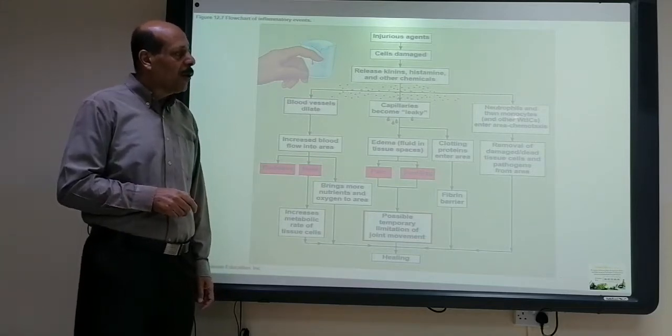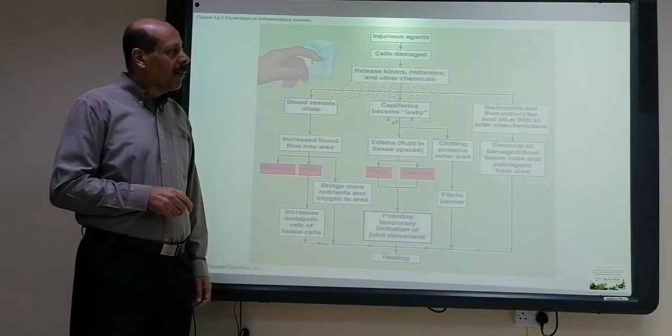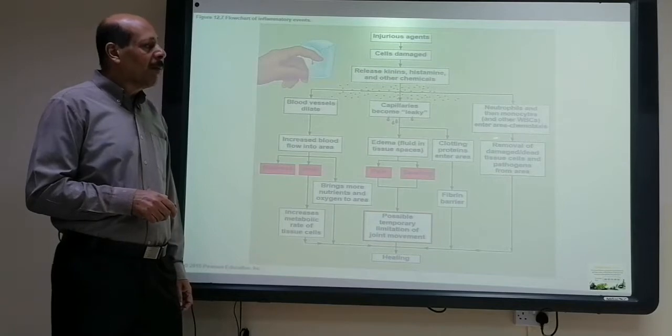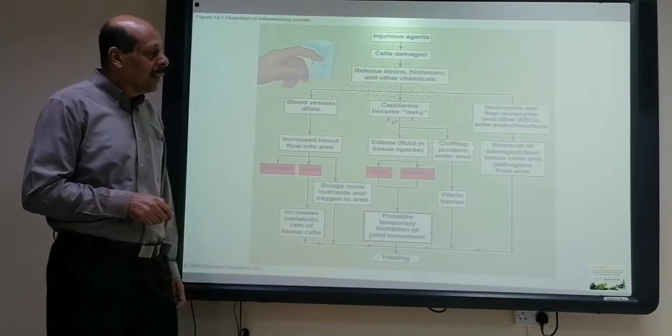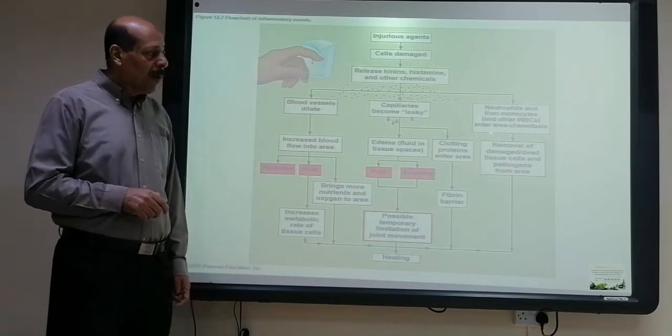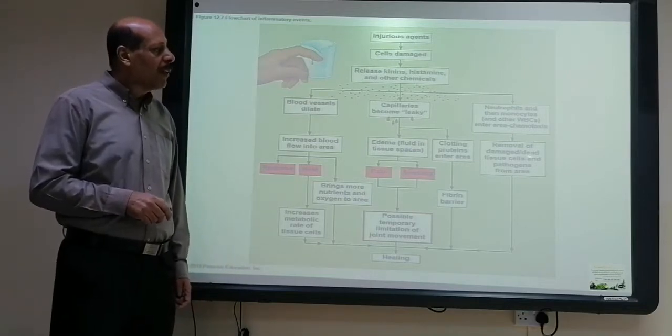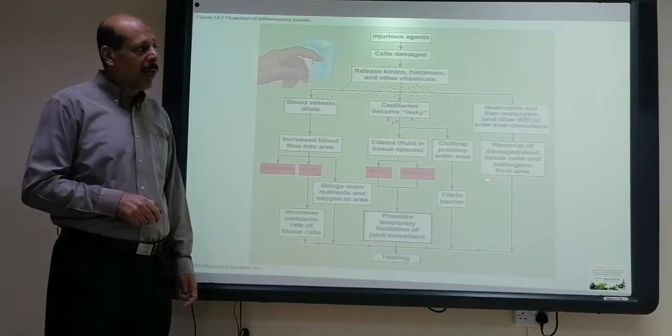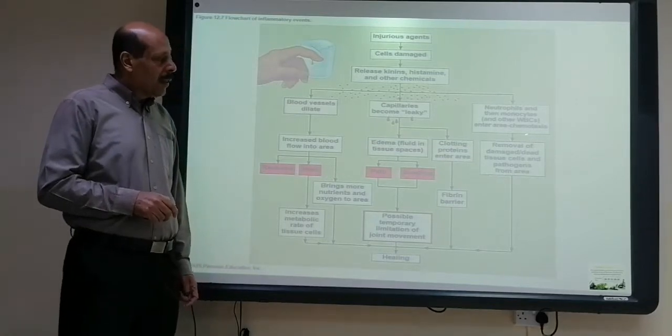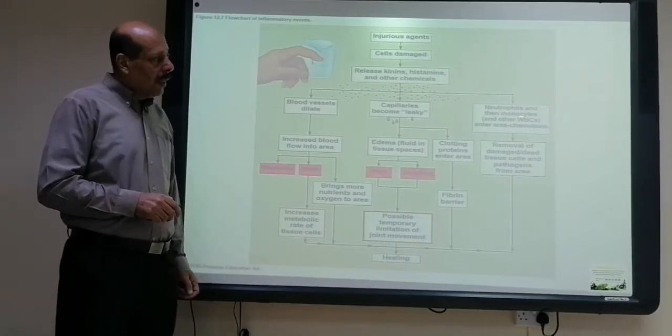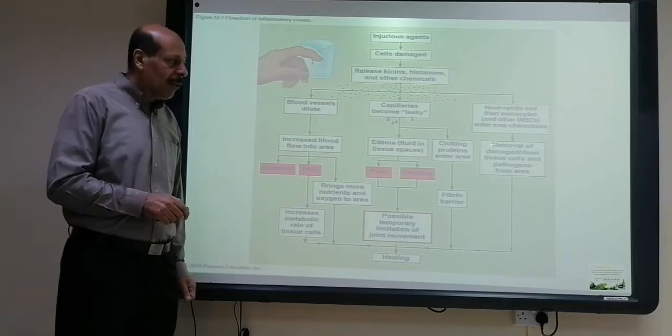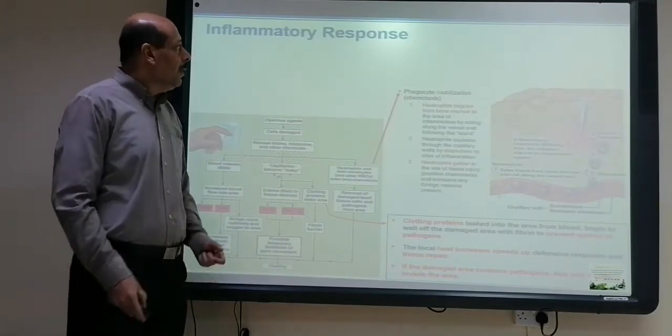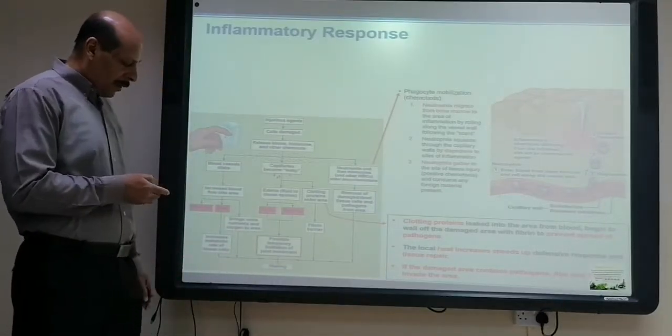On the other hand, neutrophils, monocytes, and other white blood cells enter the area due to chemotaxis. They will lead to removal of damaged and dead tissue cells and pathogens in the area by phagocytosis. So this will clear out the cause of damage and also the damaged tissues and cells.